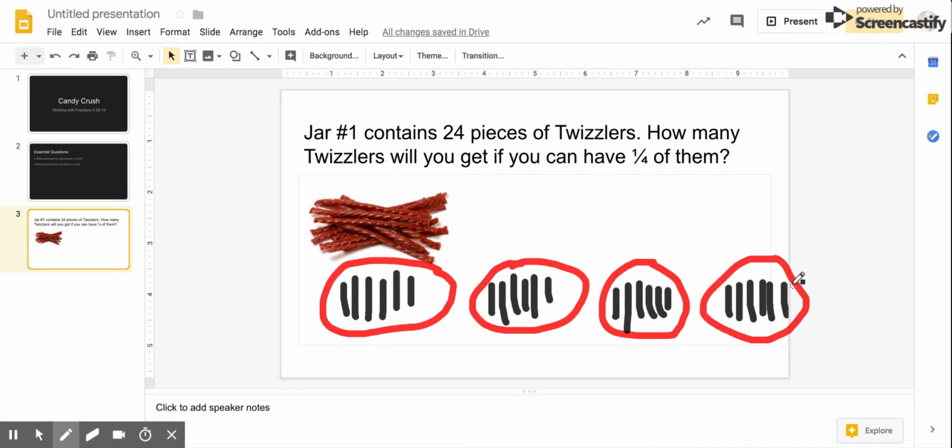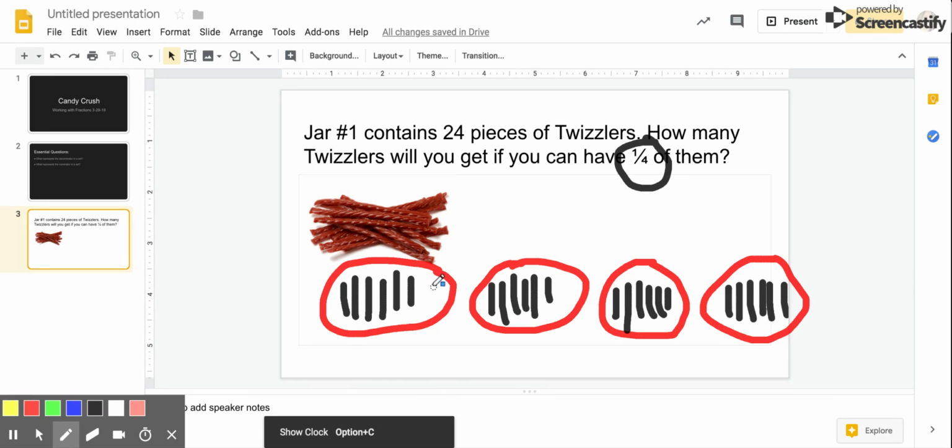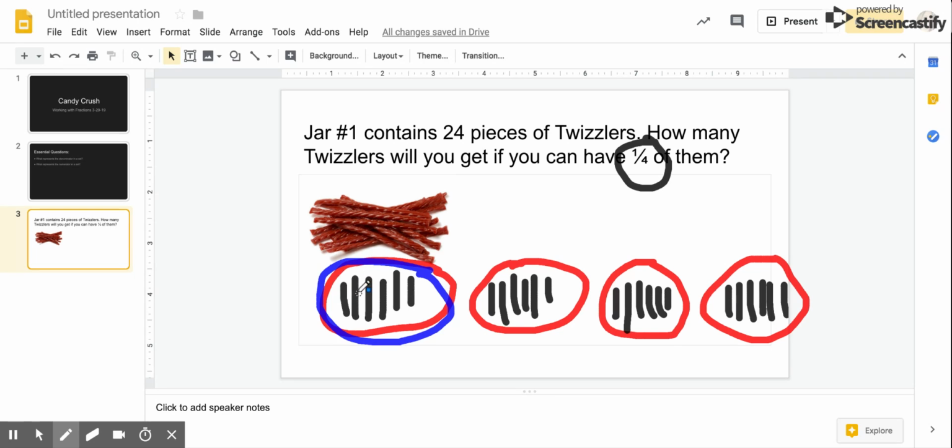So I have 4 groups that have an equal amount of Twizzlers in it, and I know by looking at my fraction up here that I get 1 out of those 4 groups. So I am going to get 1 of these groups, so I am getting a total of 1, 2, 3, 4, 5, 6 Twizzlers.